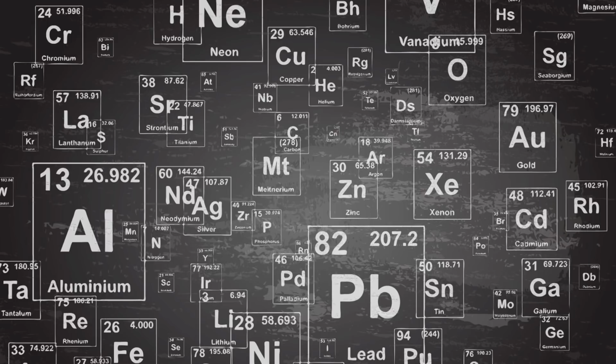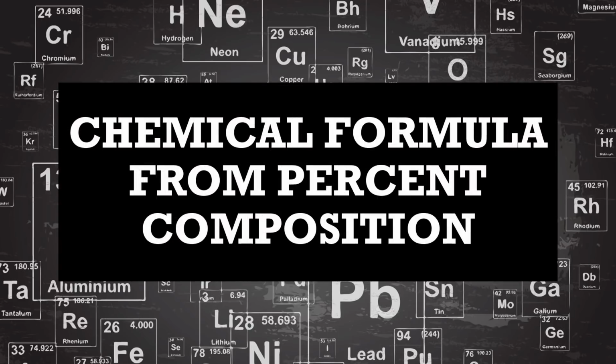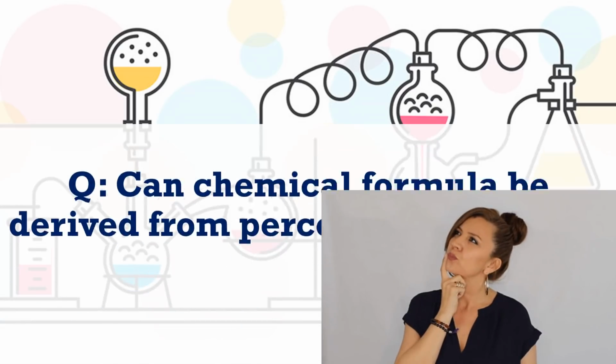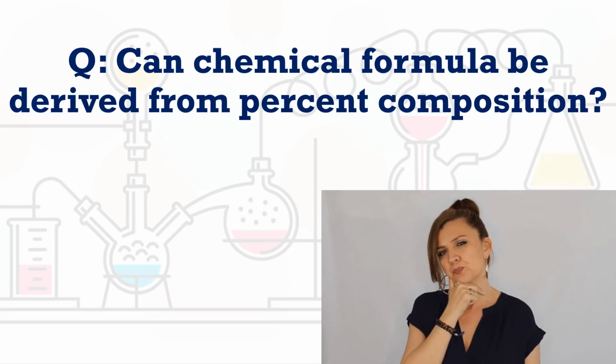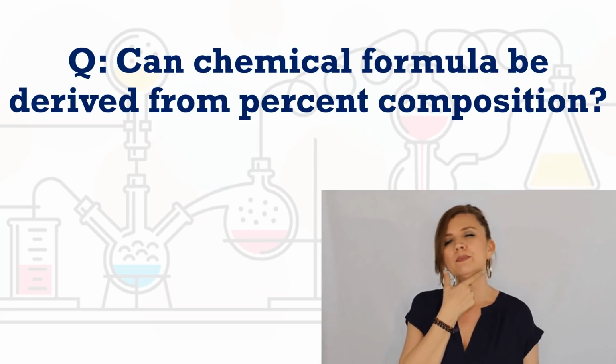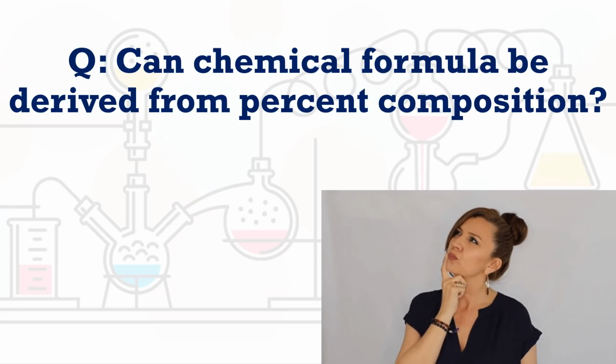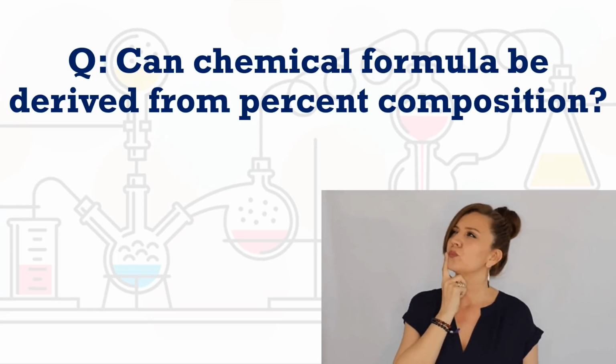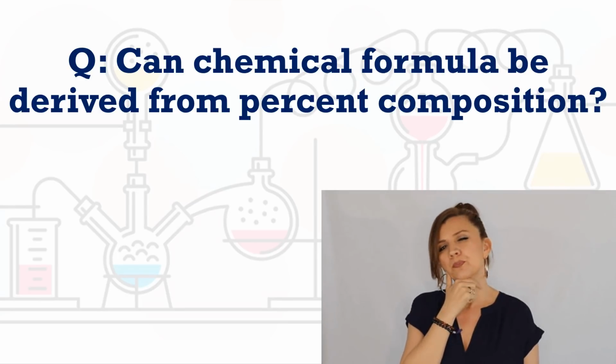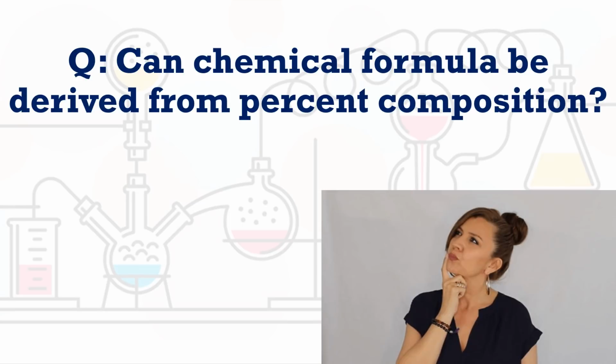Okay, now what if we are going to reverse the situation? What if we are going to solve this time the chemical formula from the given percent composition? So our next topic will be about how to get the chemical formula if the percent composition is already given. Can a chemical formula be derived from percent composition? The answer is yes. This usually applies during a chemical analysis when a compound is broken down into its elements to determine its percent composition.